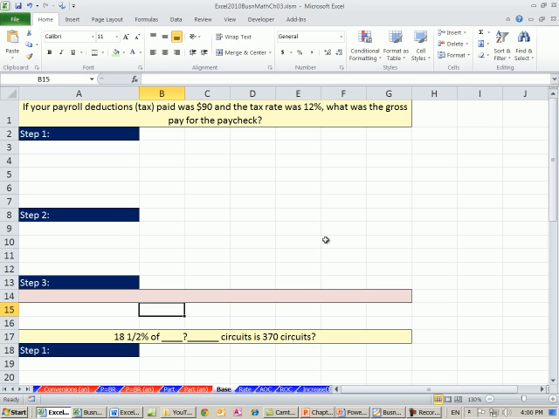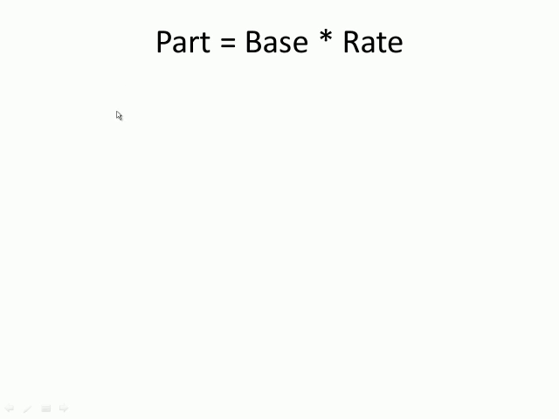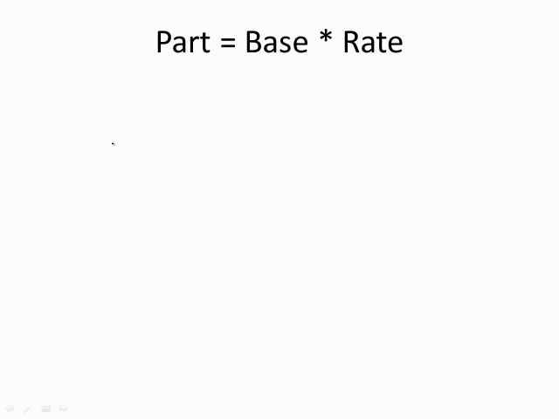Hey, in this video, we're going to talk about how to solve for base. I'm going to start over in my PowerPoints and do some hand calculations here. What I'd like to do is take this equation and write it down here. I'm going to use P equals B times R. This is the abbreviation that I use in the book also, right?